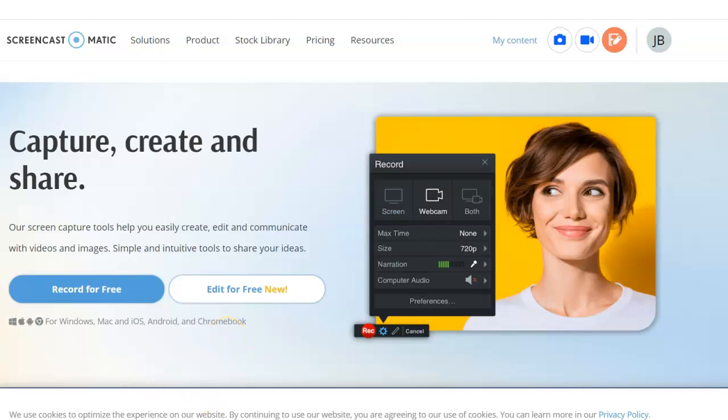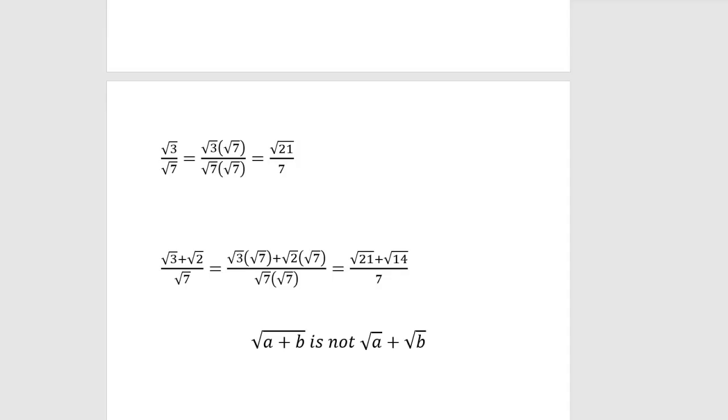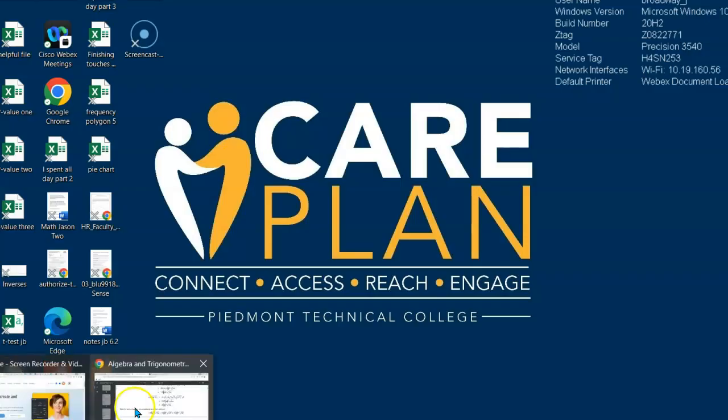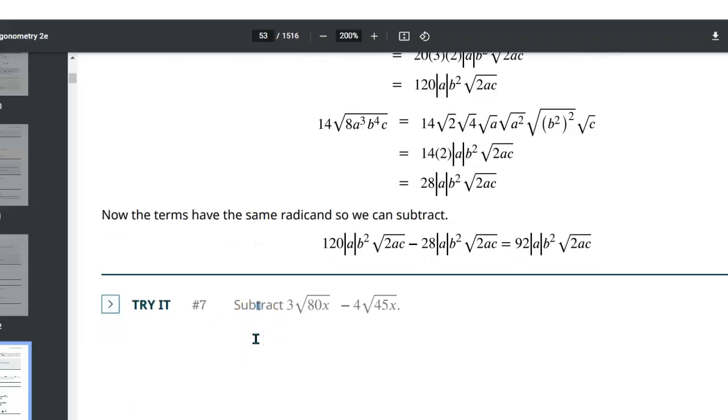Let's get started again. Let me pull your textbook back up if I can find it. I thought I had it, but I apparently don't. Let me see. Sorry for the lag.